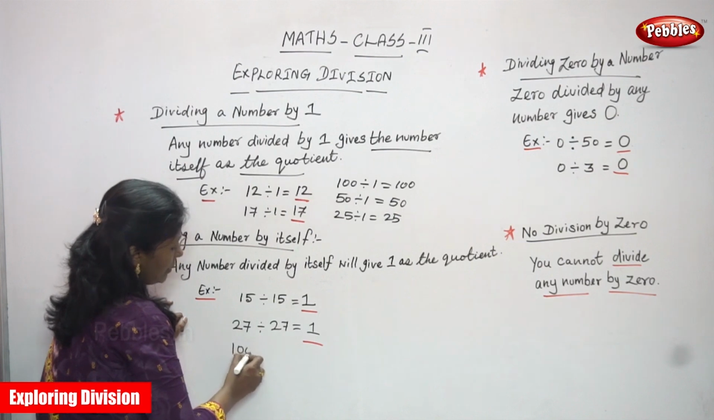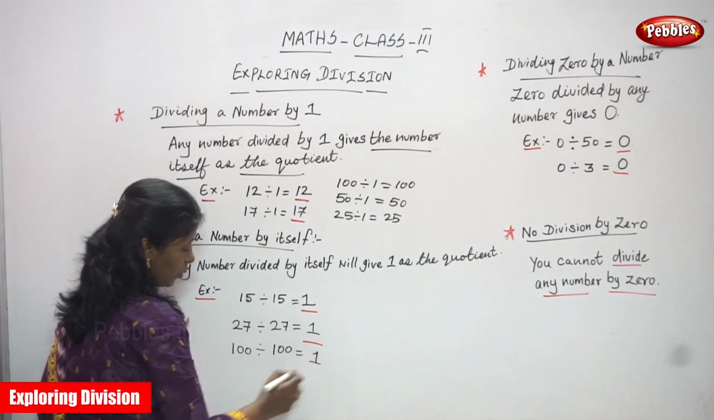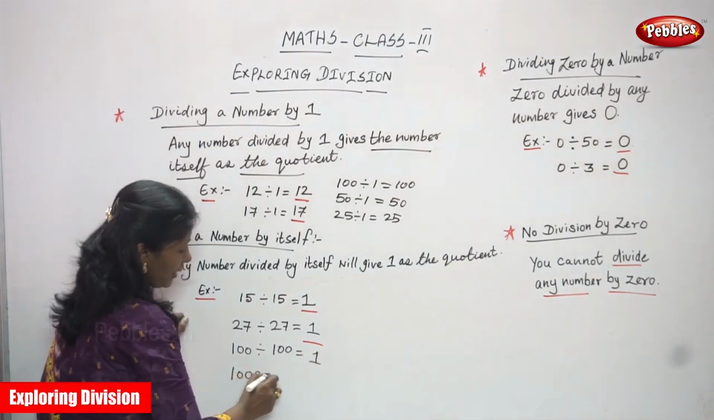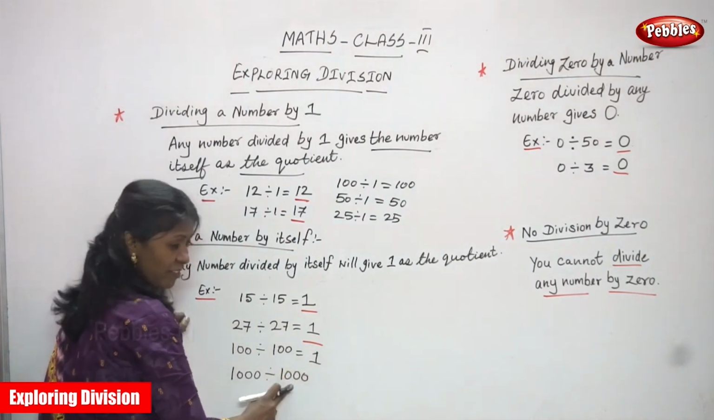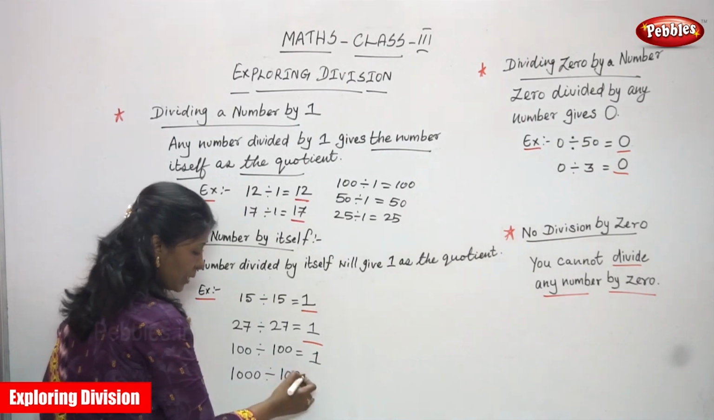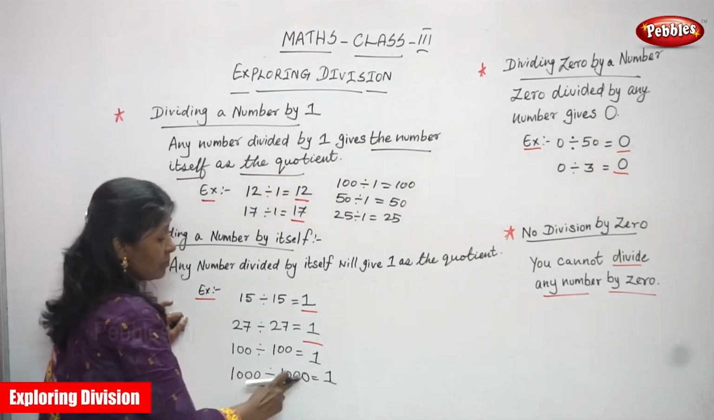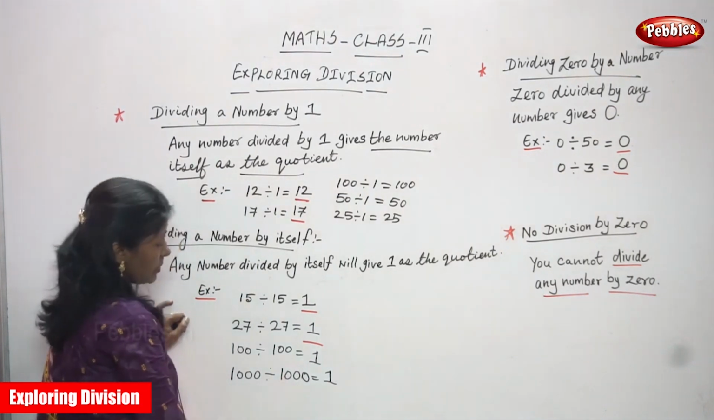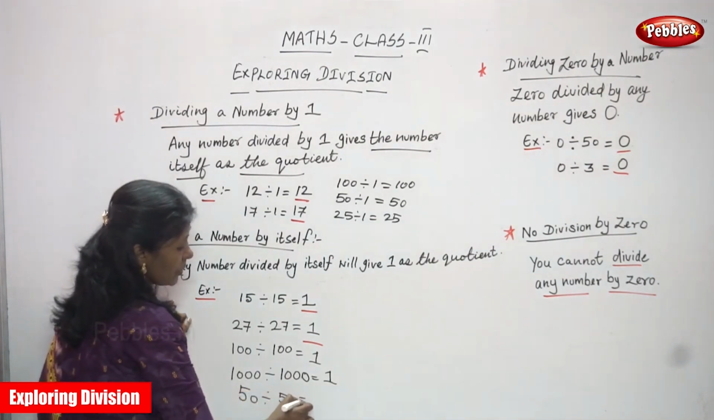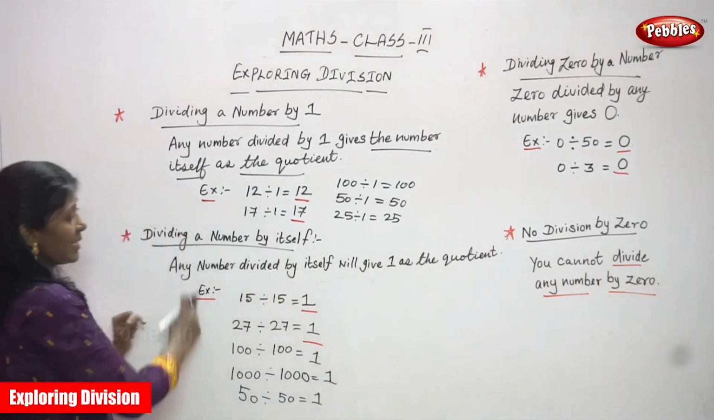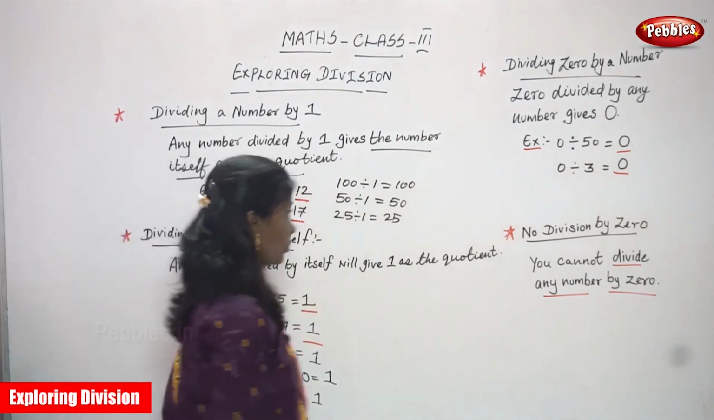For example, 100 divided by 100 gives 1. Even 1000 divided by the same number, 1000, gives 1 as the quotient. So 1000 is the dividend and also the divisor. Even 50 divided by 50 gives 1 as a quotient. So any number divided by itself, the same number, gives 1 as a quotient. I think you understand.